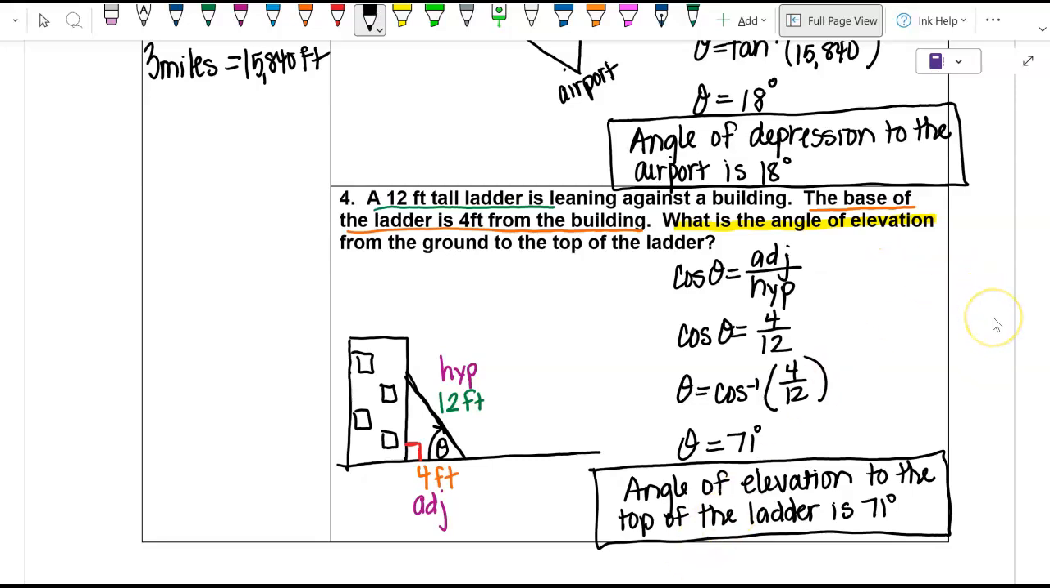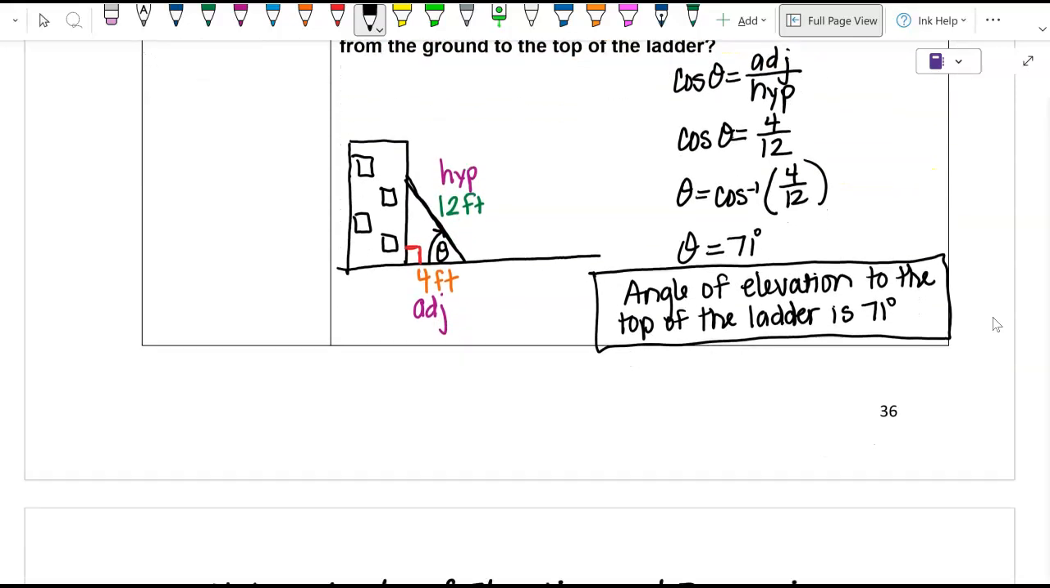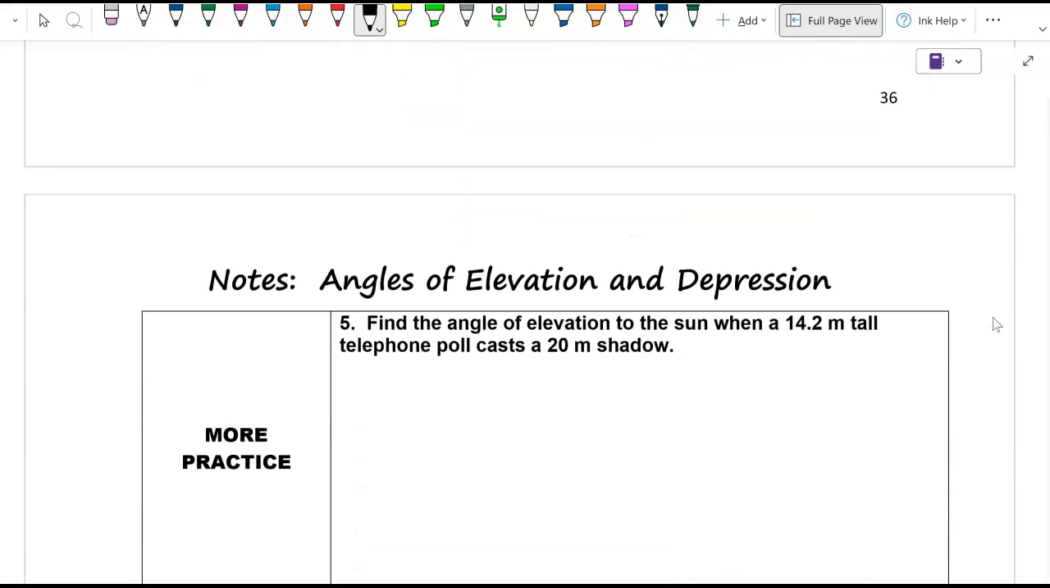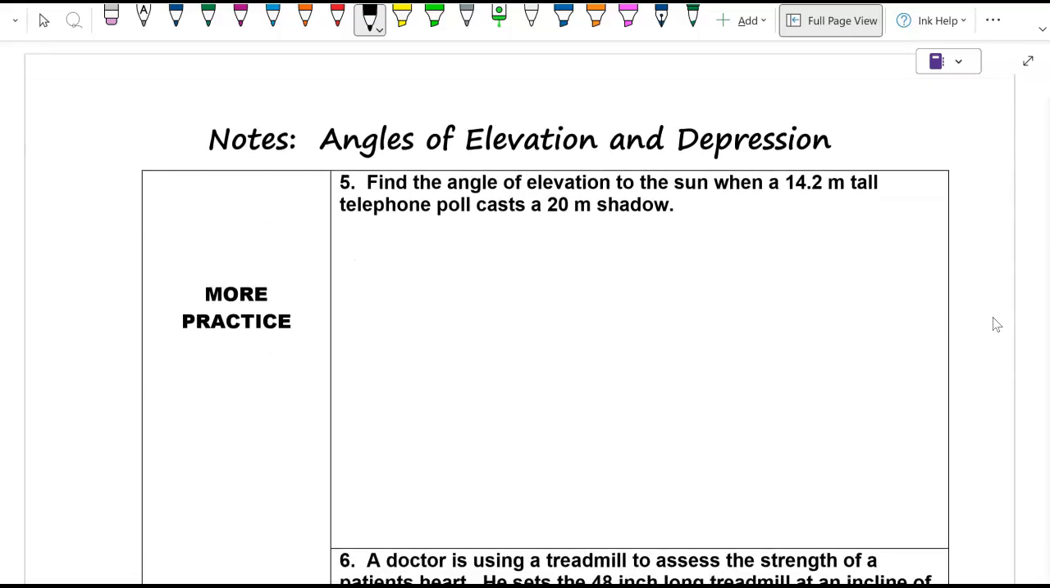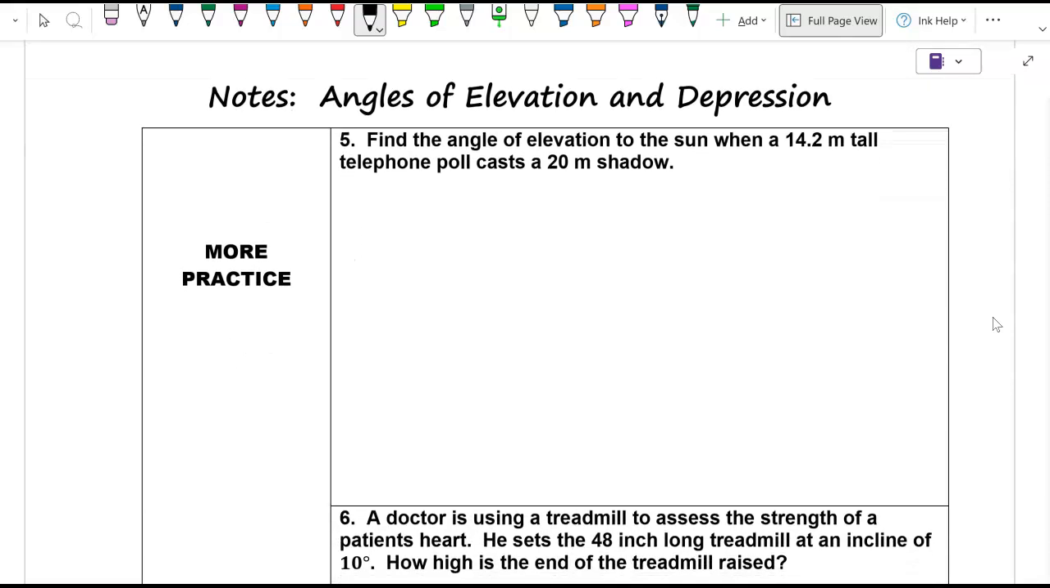All right, we still have a couple more problems on the next page. Find the angle of elevation to the sun when a 14.2 meter tall telephone pole casts a 20 meter shadow. Again, they're telling us right there, angle of elevation. By telling me that, they're telling me that my horizontal is at the bottom.